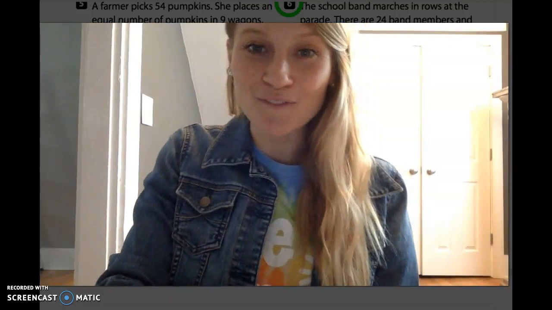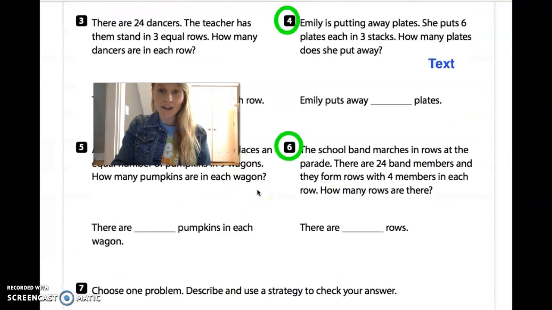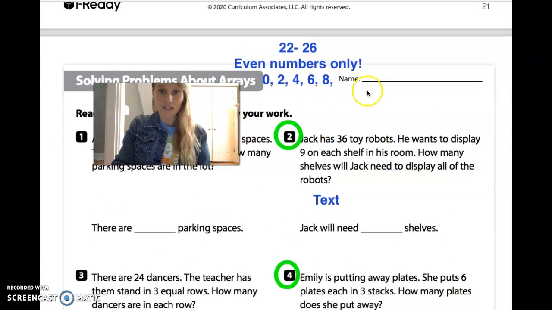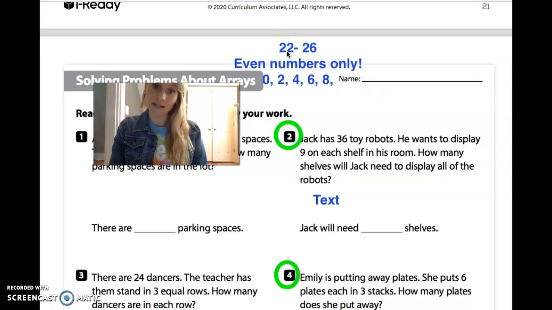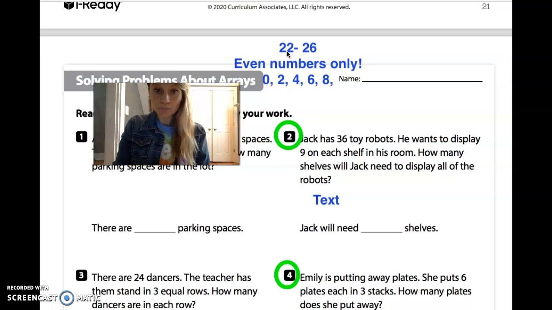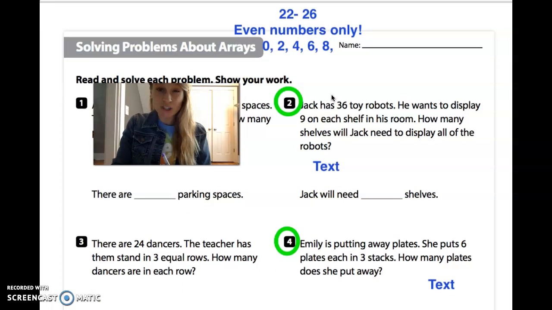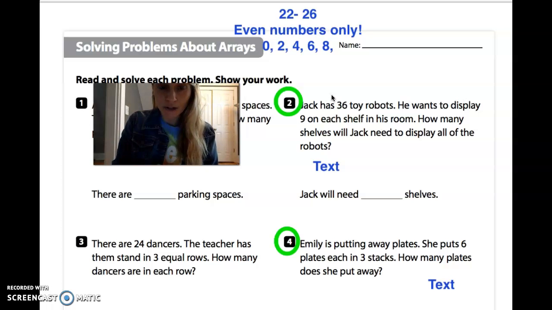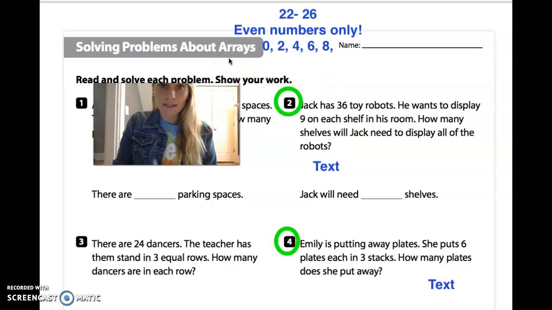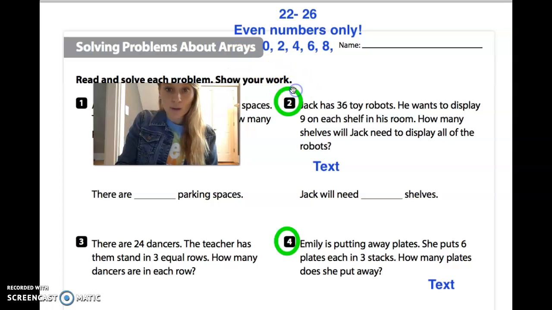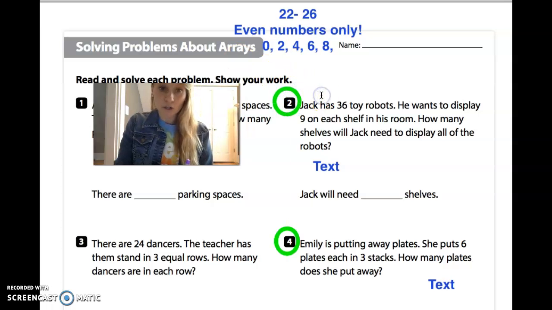So let's look at our first page together. We are going to be on pages 22 to 26. And again, we're only doing the even numbers, all right? So on the first page, we're going to do a problem on each page together to get your brains thinking through it. This problem is all about using arrays, and an array is like an equal group. Remember, we make those X's all in our order. We're going to do that to help our brain think about number 2, the first problem.